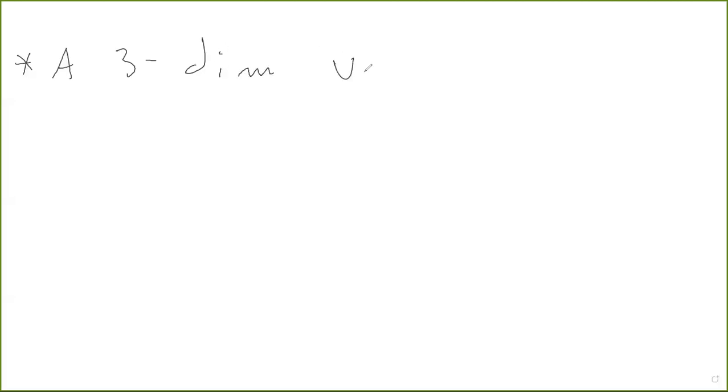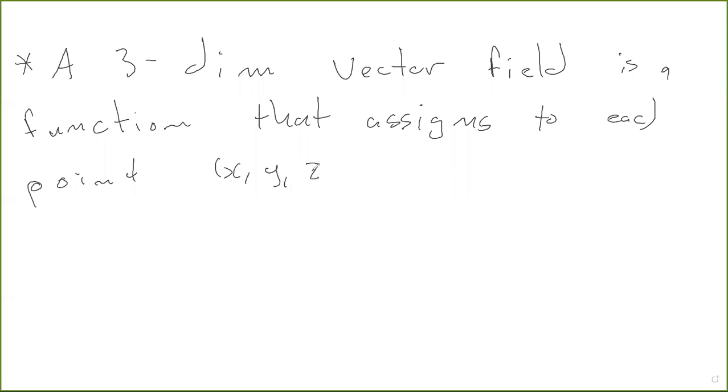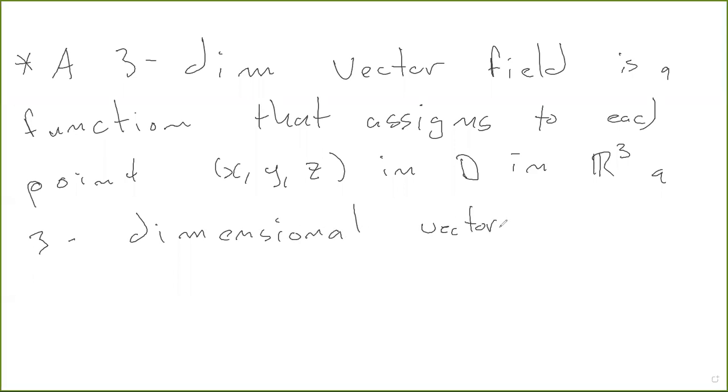A three-dimensional vector field, or a vector field on R3, is a function that assigns to each point x, y, z in some domain D in R3 a three-dimensional vector. And again, typically this is denoted with a capital F, but G, H are also used.